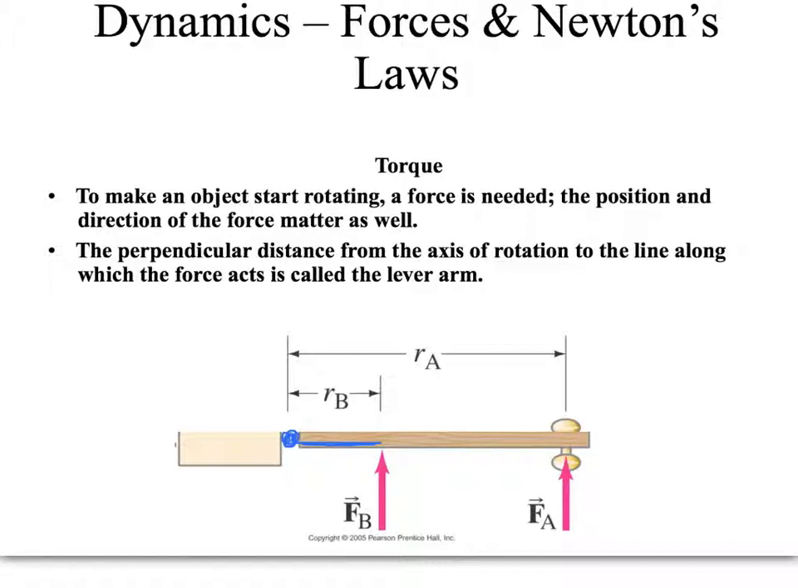So if we apply a force that's closer to the hinge versus a force that's farther away from the hinge, the one that's farther away from the hinge applies a greater torque. It's much easier to open a door if you're pushing at where the handle is located versus close to where the hinge is located. So the larger the radial arm, the greater the torque.